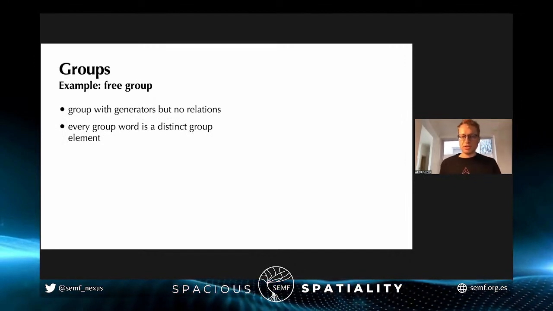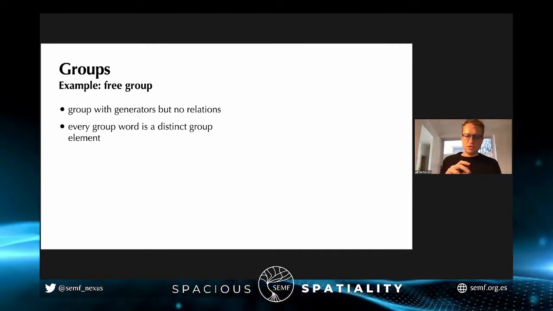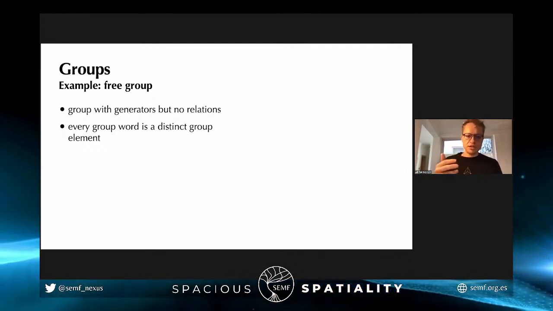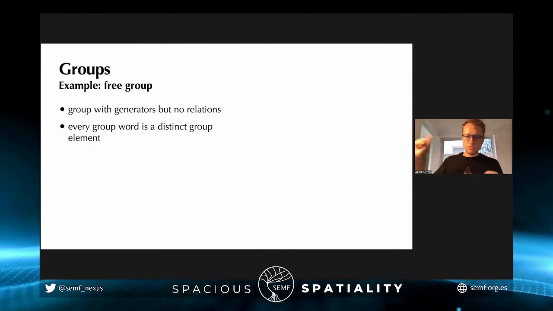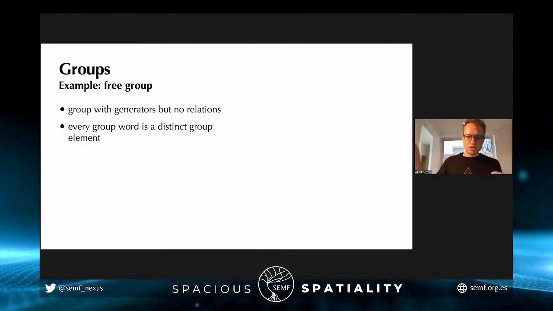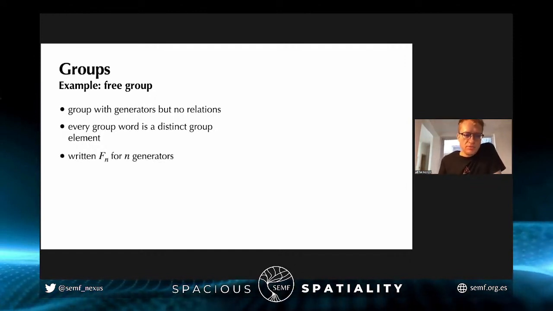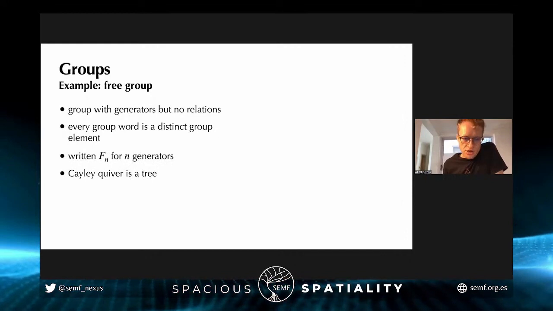So you never have the case where rotating and flipping is the same as flipping and then rotating in the other direction. Like, there's no relations like that. Anything that you can do is a completely unique action that does not yield the same thing. People write this as Fn. And the Cayley quiver for this is a tree.